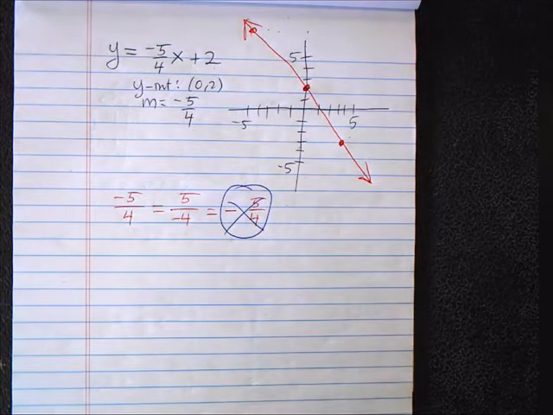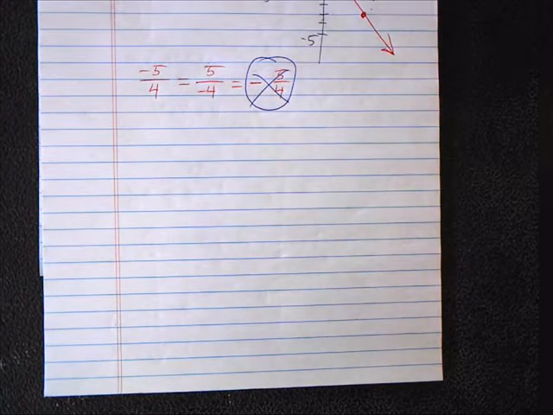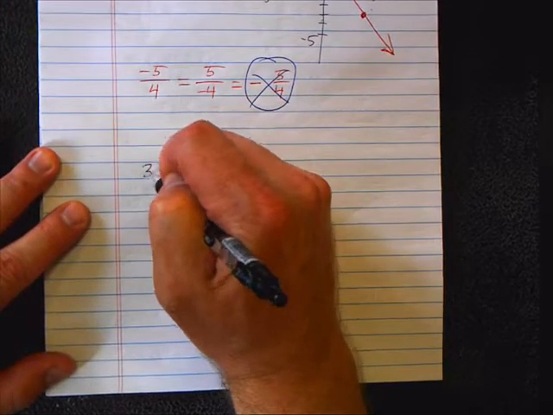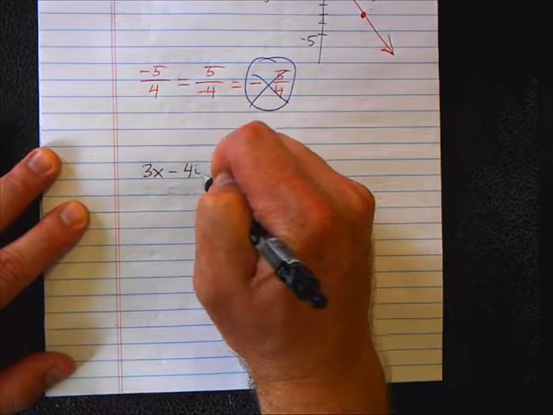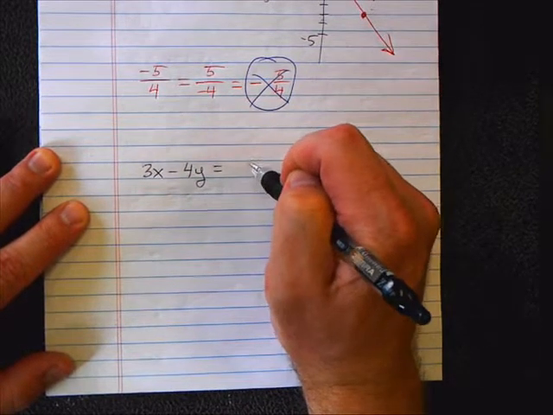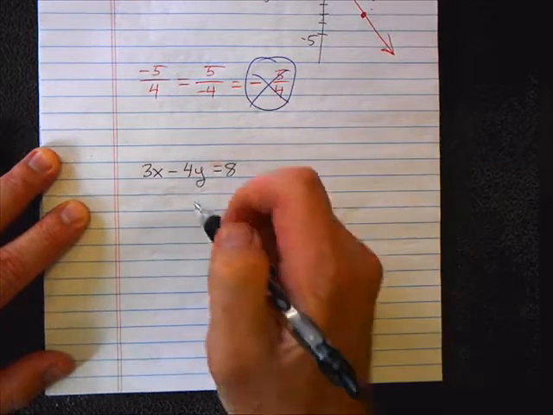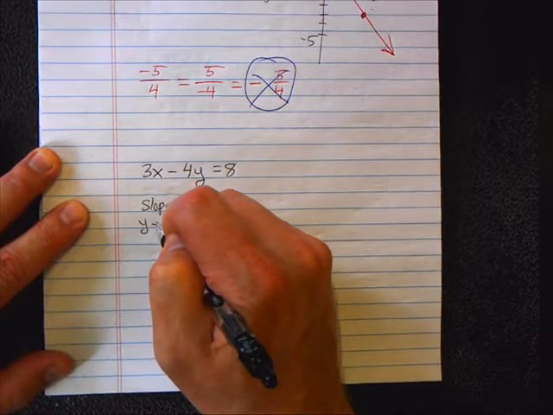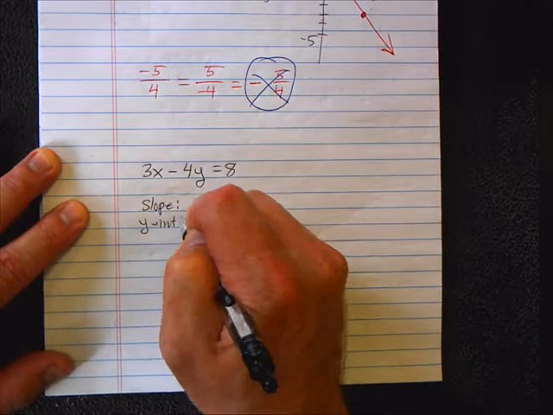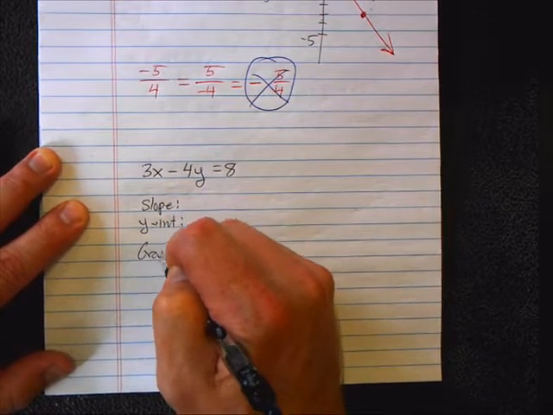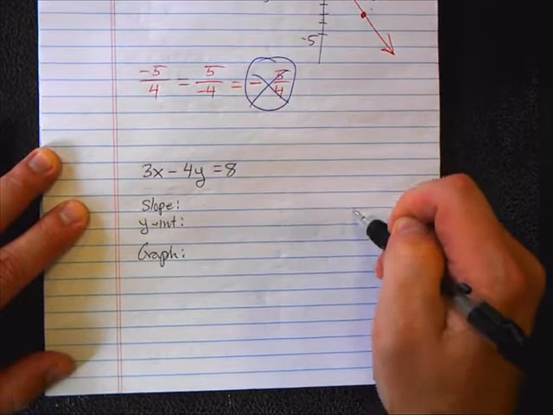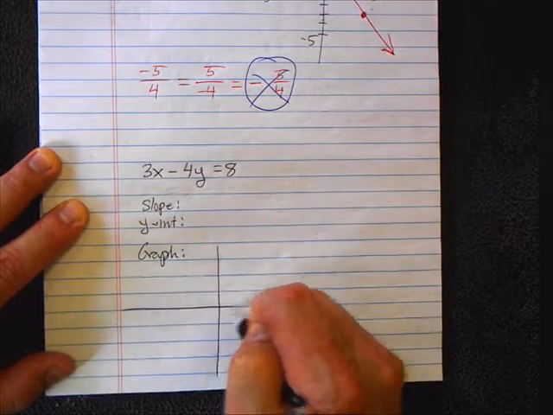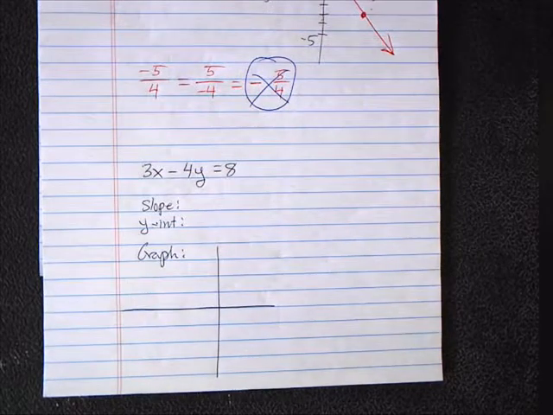All right, last problem of the day then. How about 3x minus 4y equals 8. I want you to tell me the slope. I want you to tell me the y-intercept. And I want you to graph. Throw my graph down here. What would you do?